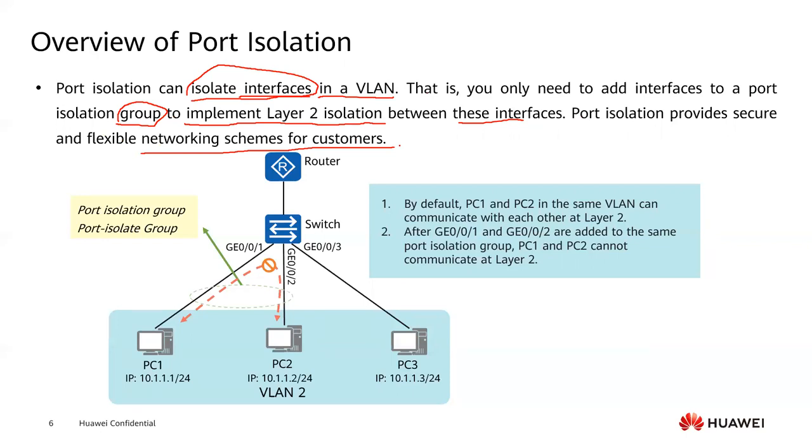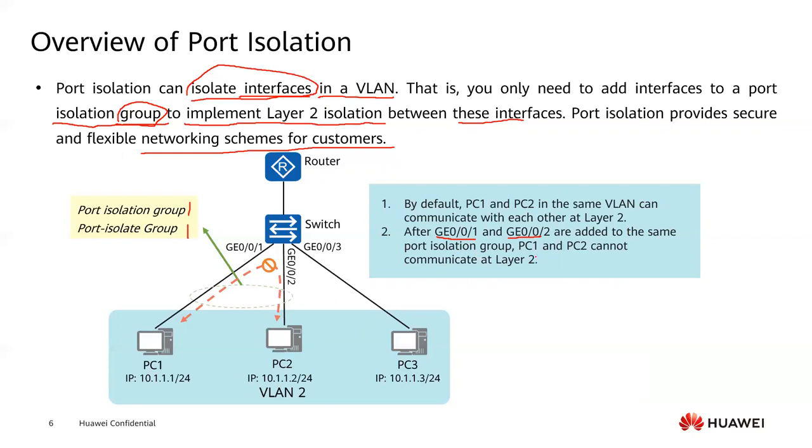So let's explain what port isolation is by this topology. You can see that PC1 and PC2 are in the same subnet, and by default they are in VLAN 2, so they can communicate with each other. But if we add them to the same isolation group, for example, we add this port and this port to port isolation group 1, then you can think of all the interfaces in the same isolation group as unable to communicate with each other.